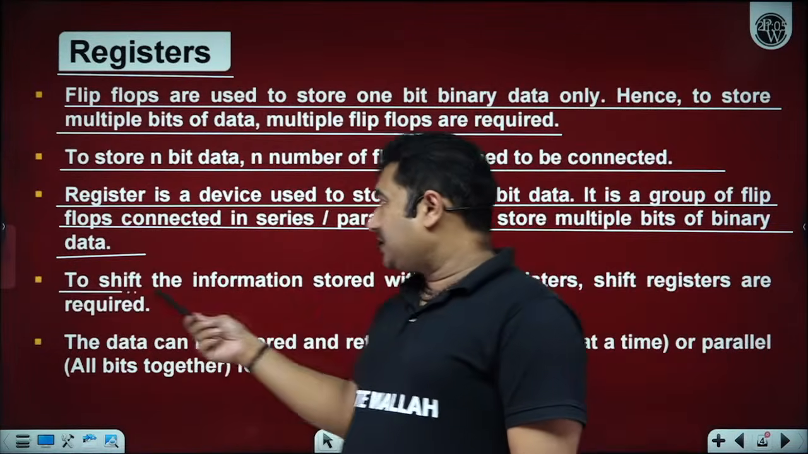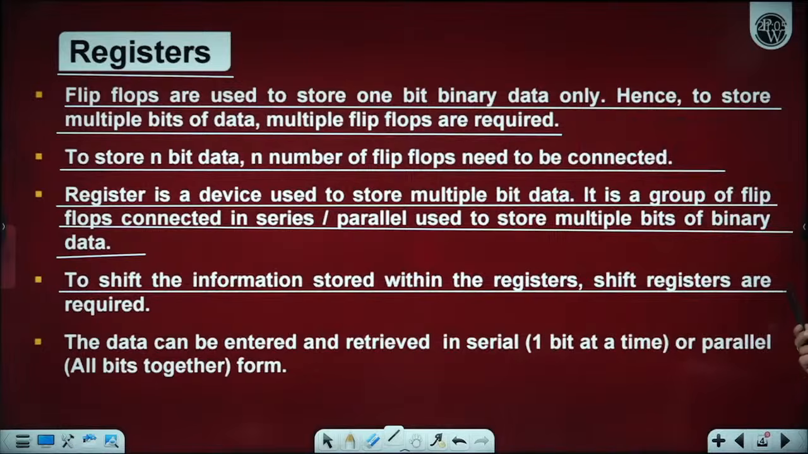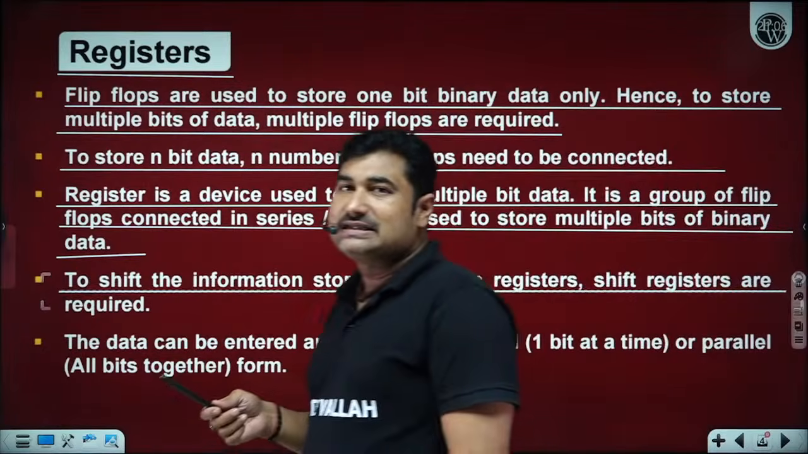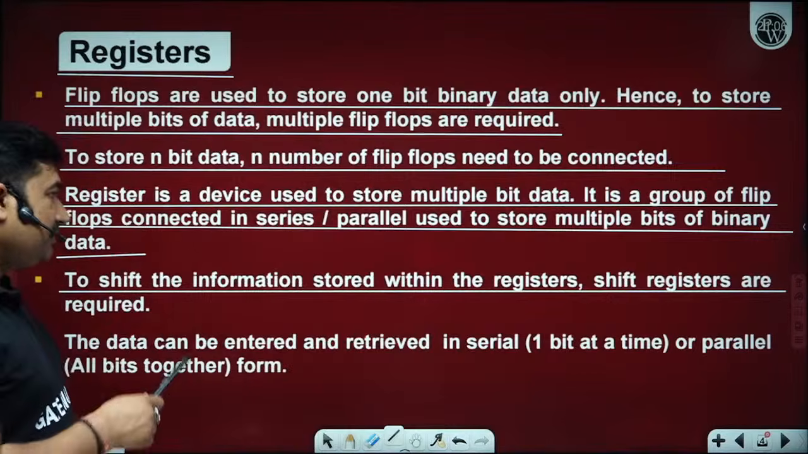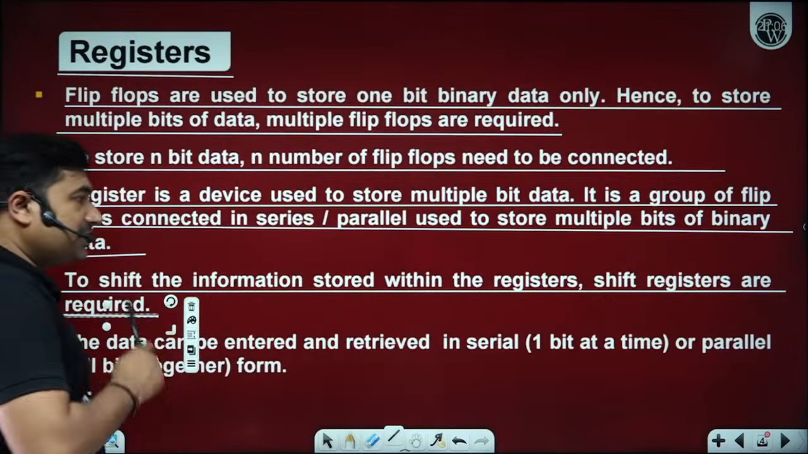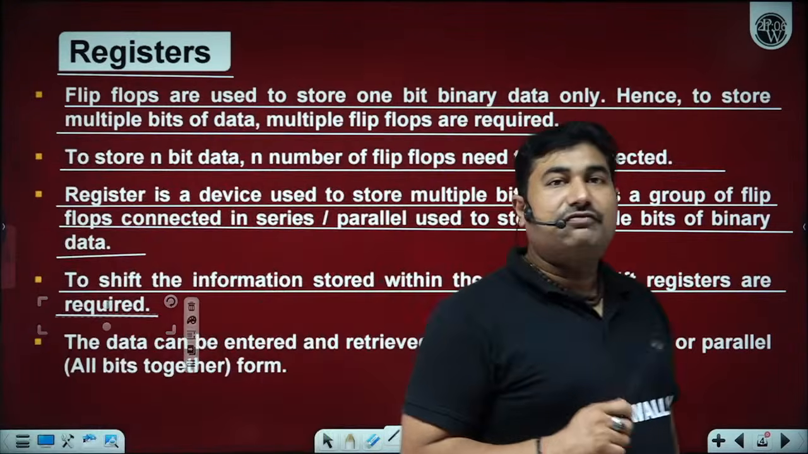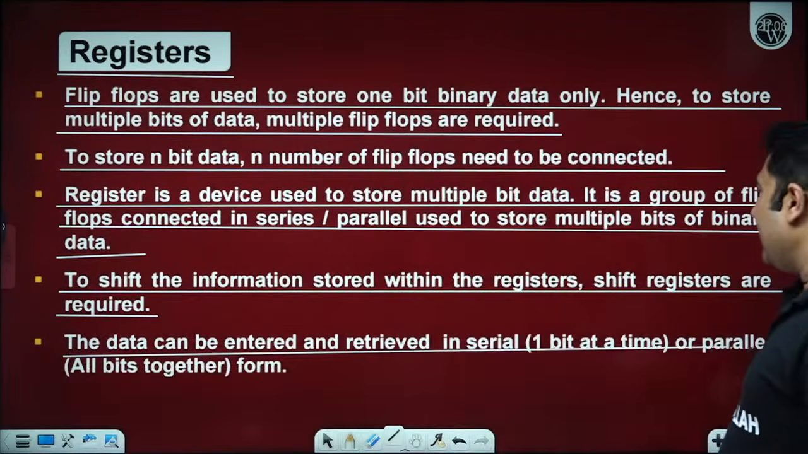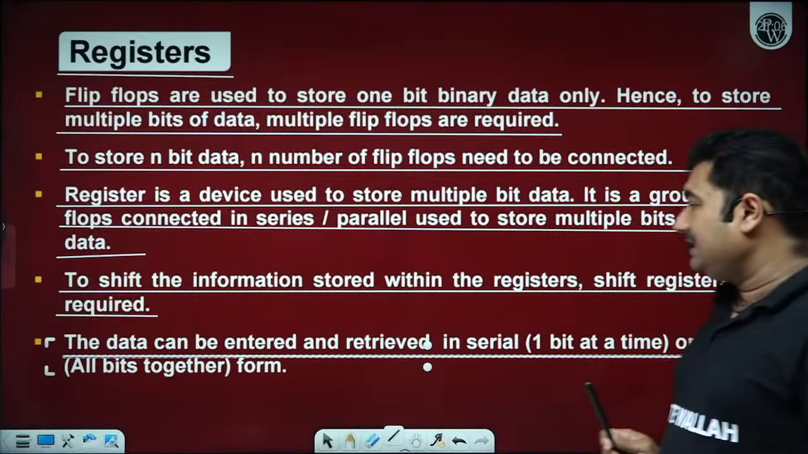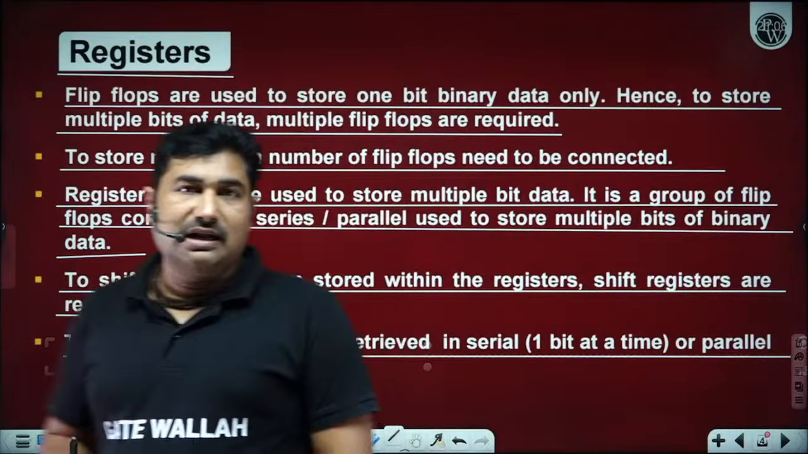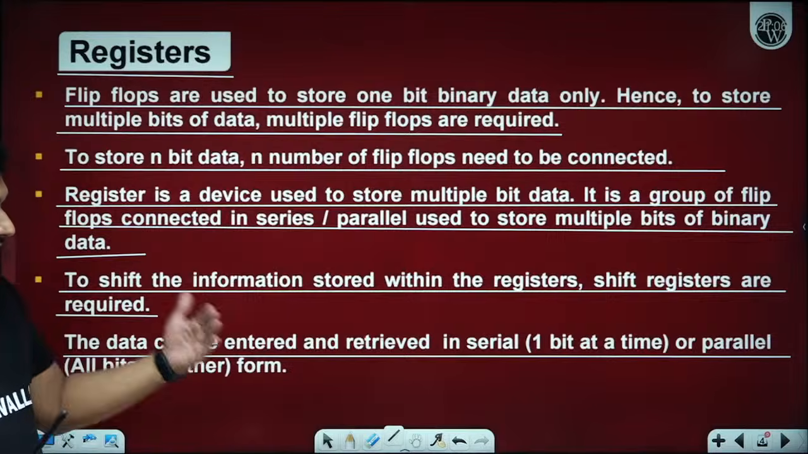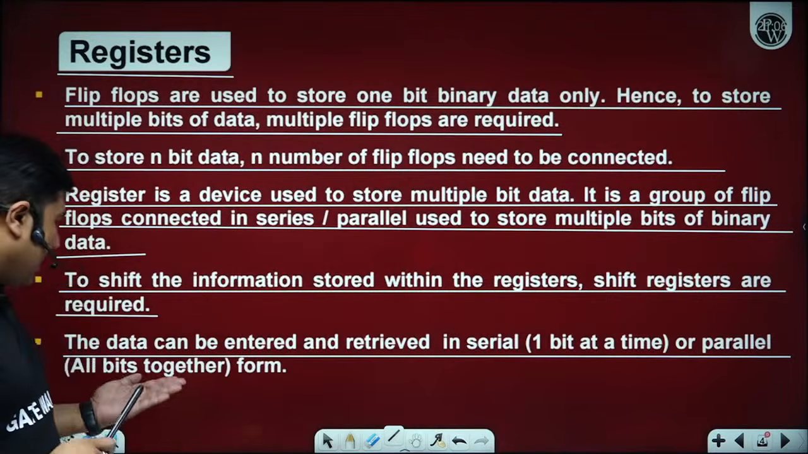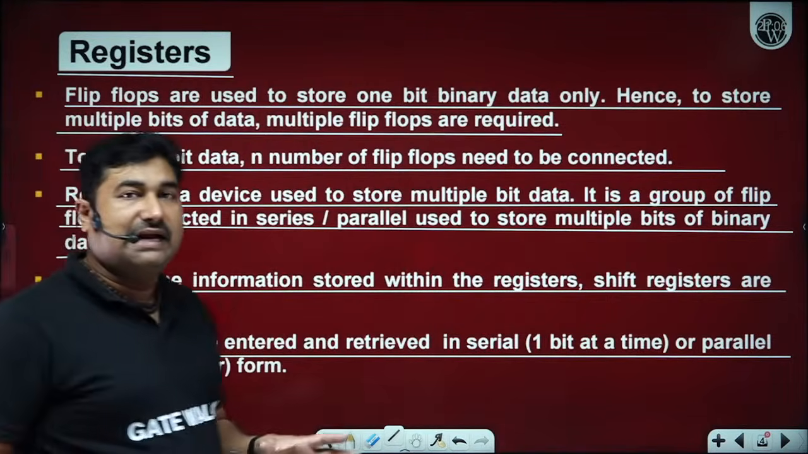Now, to shift the information stored within the registers, shift operations are needed. The data can be entered or retrieved in serial or in parallel form. Serial means one bit at a time, and parallel means all the bits together at the same time.